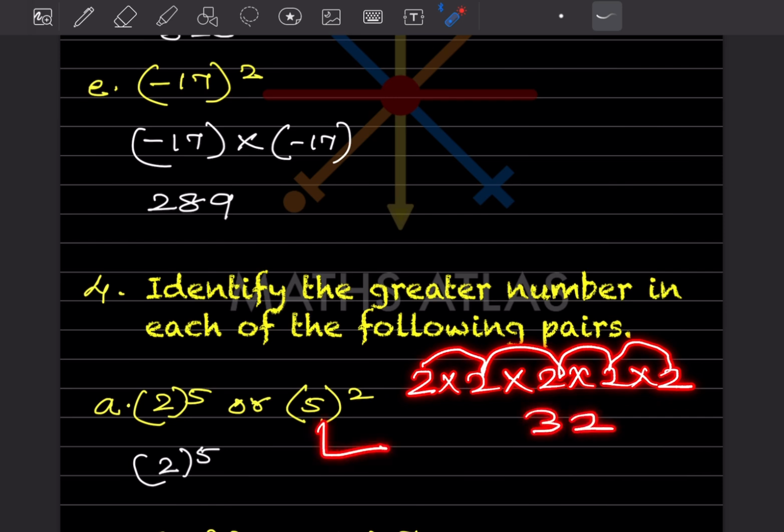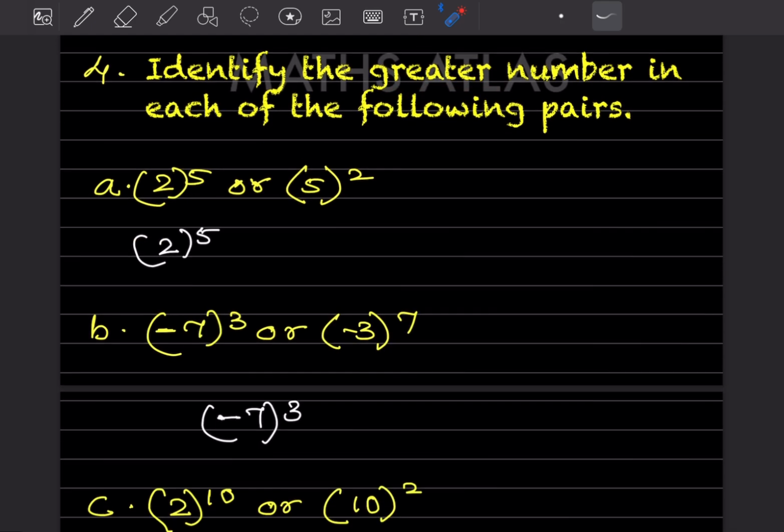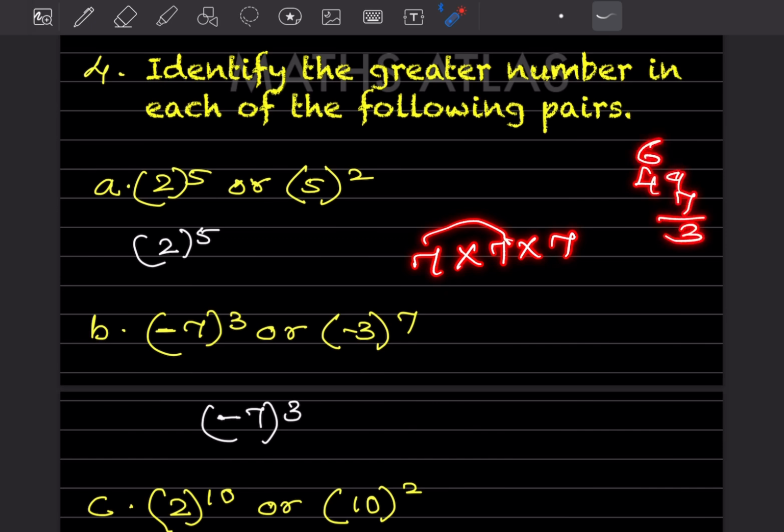And 5 to the 2 means 5 into 5. So that is going to be 25. So which is a bigger number? 32 is a bigger number. So we can say here 2 raised to 5. So they said identify the greater number. For this one, now forget about the negative sign for a while. 7 into 7 into 7. So 7 sevens are 49 and 49 sevens are, so that is going to be 343. But that will be a negative sign because here it is 3.